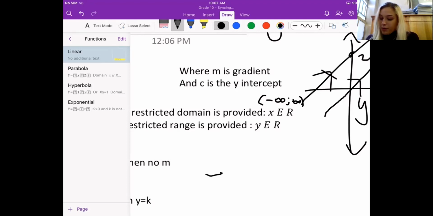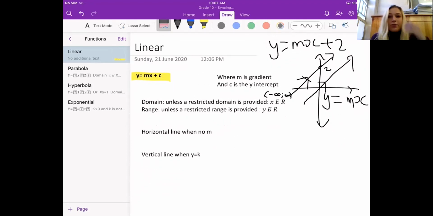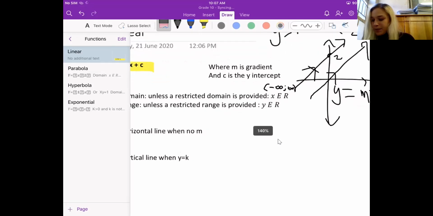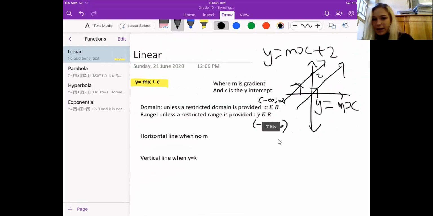Okay. If we look at our range, we say that our range is y is an element of the real numbers, because if we look at a straight line, every single value of y is included unless we restrict it. I've explained this before, I'm just going over it again. Then we can also write our range, or our y's, as the same thing as our x's. We know it's between negative infinity and infinity. Okay, and curved brackets again.